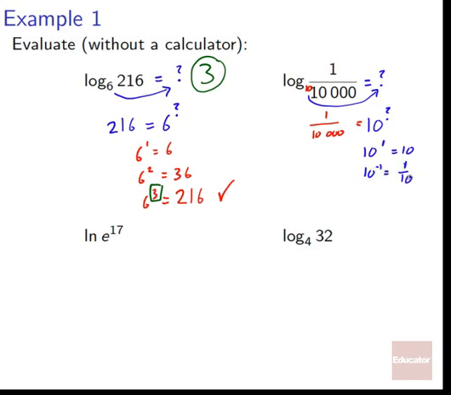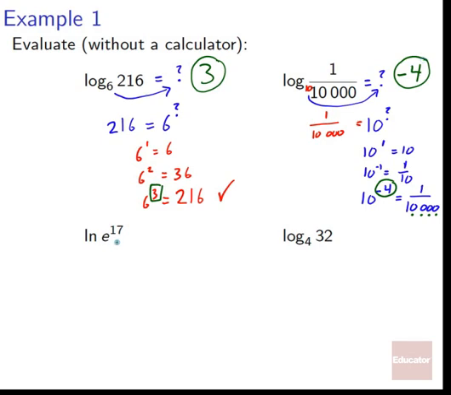10 to the negative 2 would be 1 over 100. 10 to the negative 3 would be 1 over 1,000. 10 to the negative 4 would be 1 over 10,000. So 10 to the negative 4 equals 1 over 10,000. We can also see this because we can count the number of zeros: 1, 2, 3, 4. So that's 10 to the 4th. And since it's 1 over 10 to the 4th, then that must be 10 to the negative 4. So negative 4 is what we have to raise 10 to get 1 over 10,000.